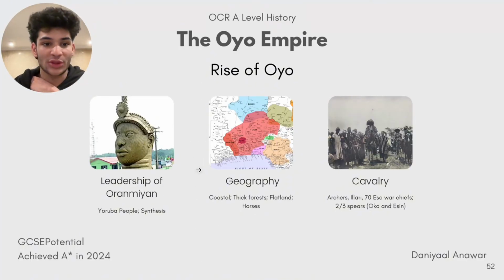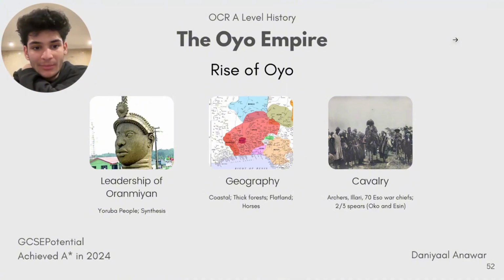Three reasons for the rise of Oyo. Firstly, the leadership of Oranmiyan. Oranmiyan was the first Oyo of the Oyo Empire. He sort of had some divine prophecy, and his ancestors told him, go and found Oyo, go and do something else. So he went and founded it. He just led the rise of the kingdom. So that's how the Oyo Empire was sort of created.